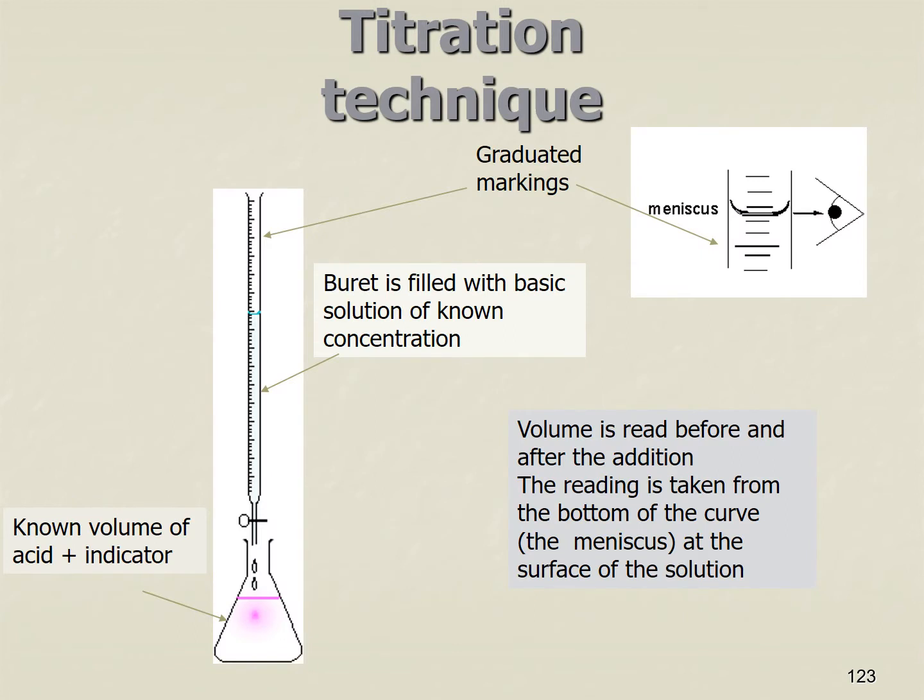So just a little refresher, here's what a titration looks like. You have your acid down in the flask with the indicator, and then you're adding a base. Could go the other way around, but this is often the way it's done. The burette's filled with a basic solution of known concentration. We have our graduated markings on our burette, so we can slowly add drops and measure the volume added. Remember to always read the bottom of the meniscus when you're reading a burette. And then you read the volume before and after and take the difference, and then you know how much you added.